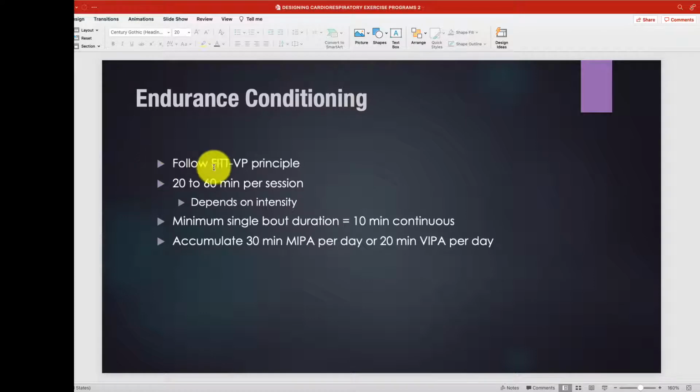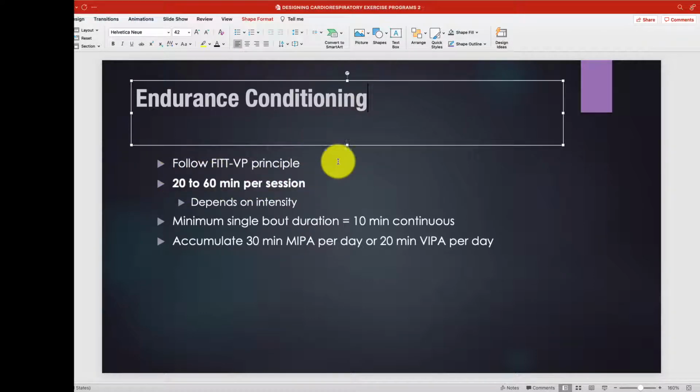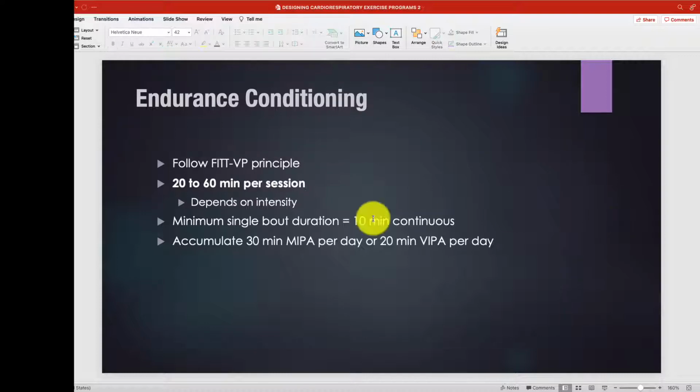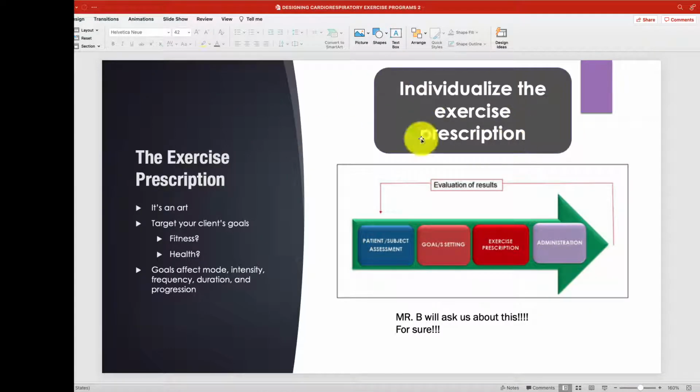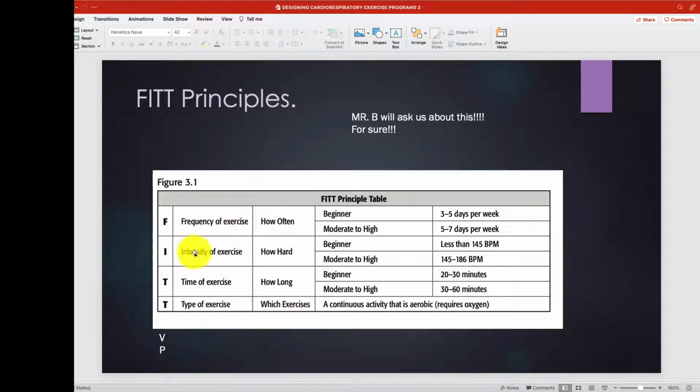We want to make sure we are doing 20 to 60 minutes per session. Now, that's a 40-minute discrepancy. It depends on who you're working with. Again, we've got to individualize our prescription. So we've got to know who the person is. And also, this time is going to depend on intensity. Okay, so again, I told you that this and this are inversely related.